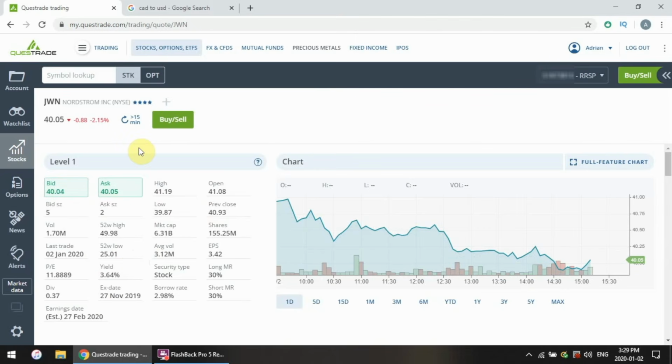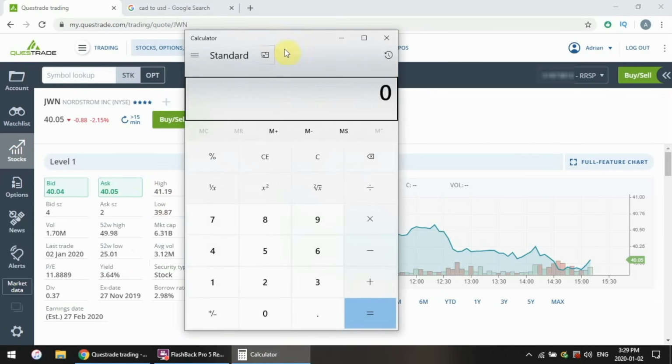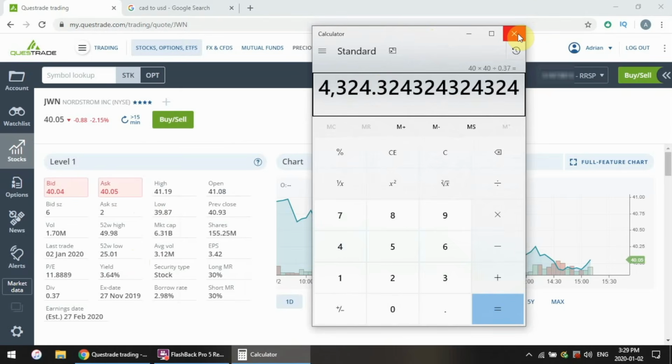Another good thing is that since the share price is pretty low at $40, it doesn't require very much to qualify for a DRIP. In fact, if I do a quick calculation, 40 times 40 divided by the dividend amount, which is 37 cents, that means I only need $4,324 invested in Nordstrom to qualify for a DRIP.